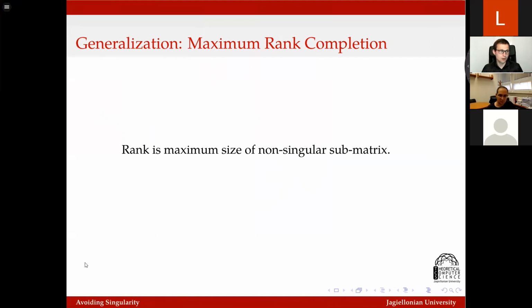Now we want to work with this more, and the next step is to generalize it a little bit. Instead of singularity, it's more convenient to consider ranks. So what is a rank? You can define it in many ways, but let's stick to this definition, where rank is the maximum size of a non-singular submatrix.